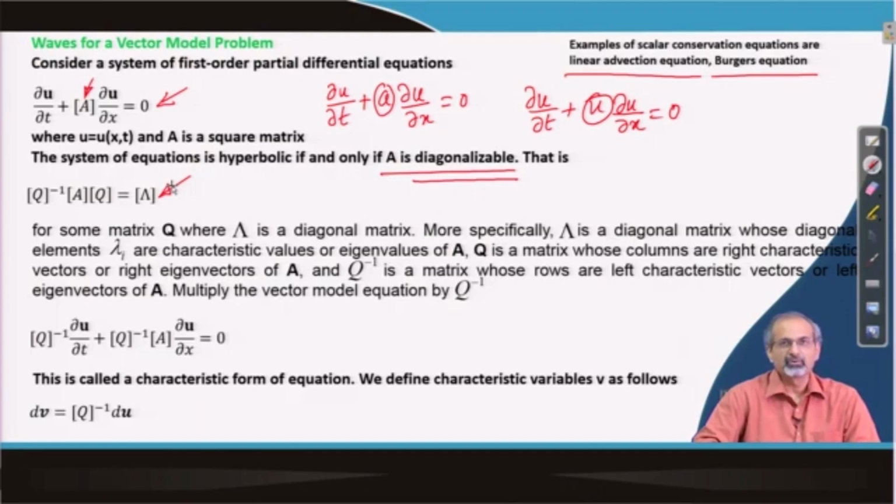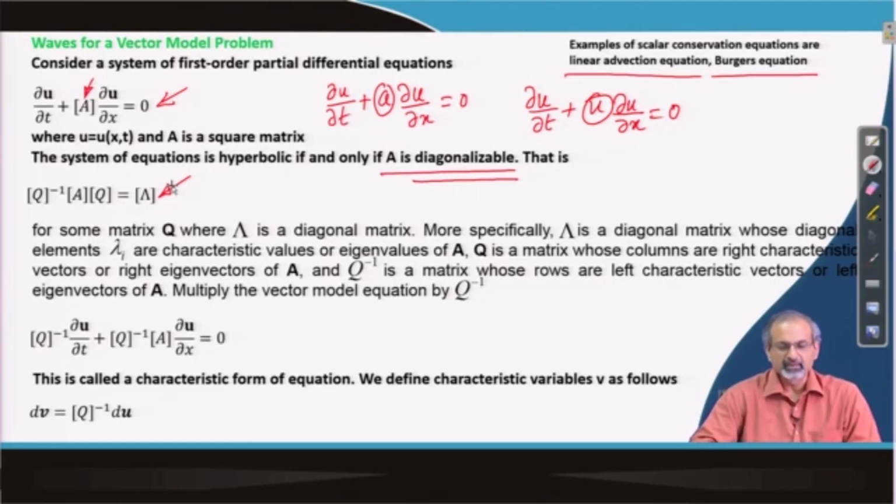Now, this product that you have on the left hand side of this matrix equation will ultimately give you a diagonalized or diagonal matrix on the right hand side. That means, the right hand side matrix will only have non-zero entries in its diagonals. All the non-diagonal elements will be 0. So, if this equation is derivable, only then will this system of equations be hyperbolic. So, if this equation is possible to derive, then we say that the matrix A is diagonalizable.